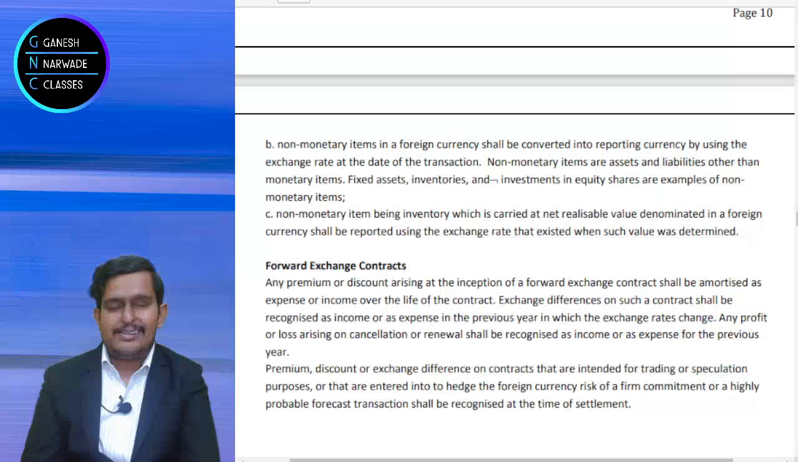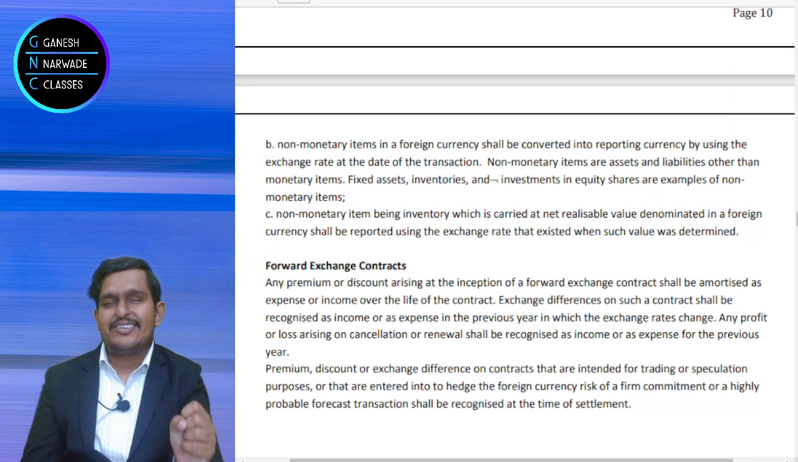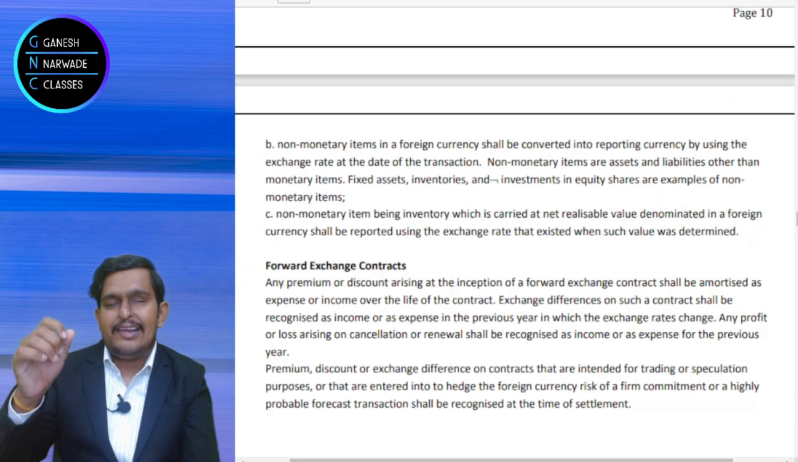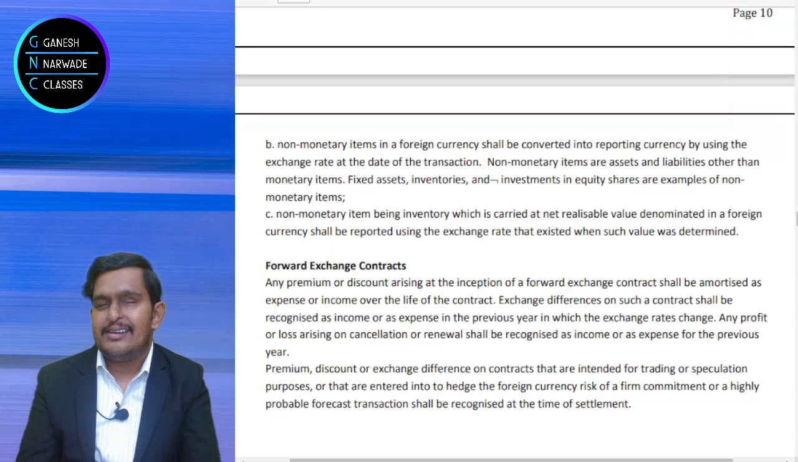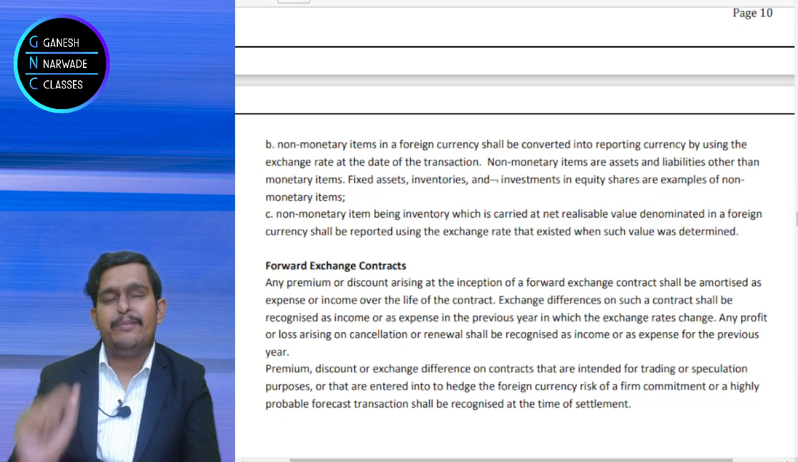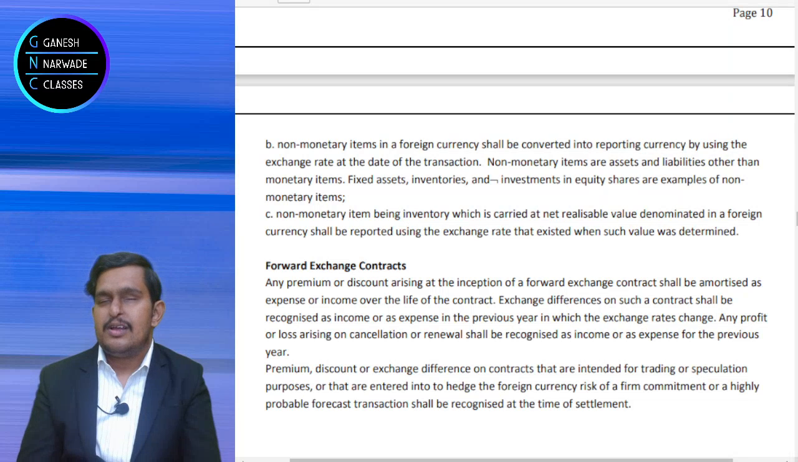And with this I come to a conclusion about the effect of changes in foreign exchange rates. This is really tough, but I try to make it simple for you. I feel you enjoyed. Any doubts, please feel free to contact me. I would be very happy to clear all your doubts. I care for you, and I believe in your success.